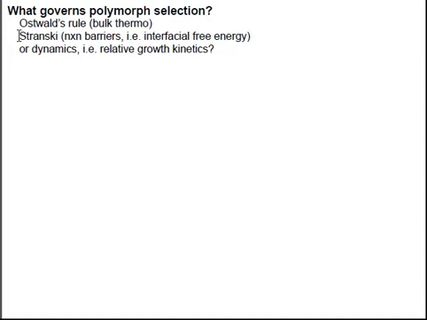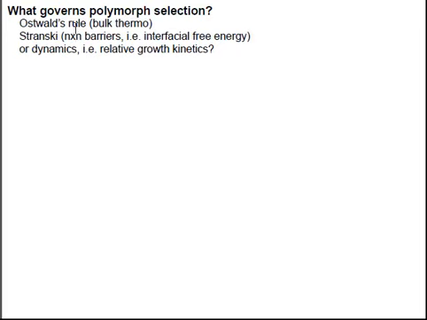Stranski and Totomanov amended Ostwald's rule, and they said we shouldn't look at the bulk thermodynamics of the 2 structures that can result. We should instead look at the nucleation barriers, the free energy barriers along the path, leading you from the metastable state to either of these 2 polymorphs. So they envision that you have one path that leads you to state A and another path that leads you to state B, for example.